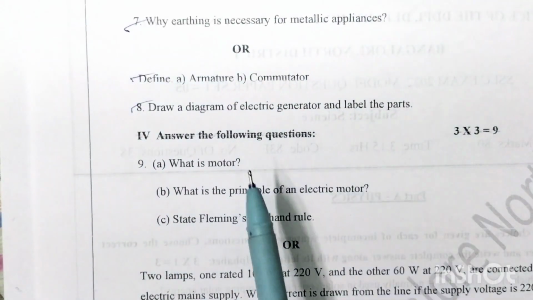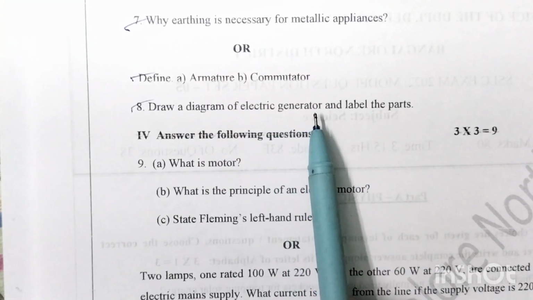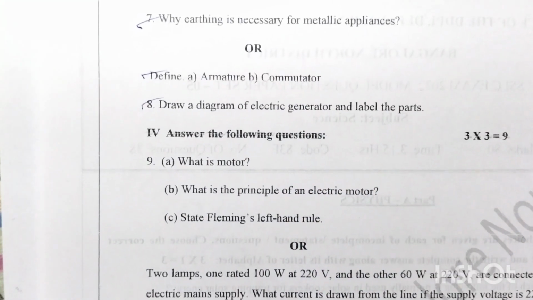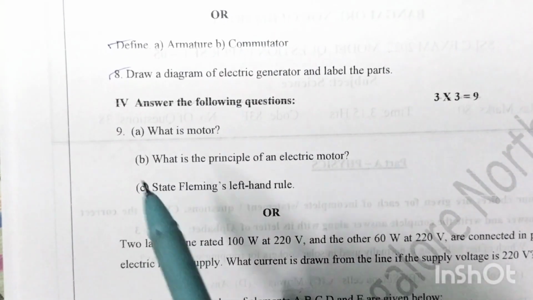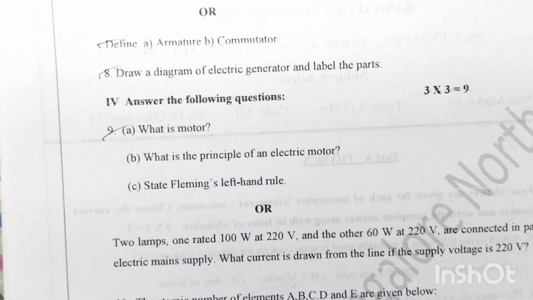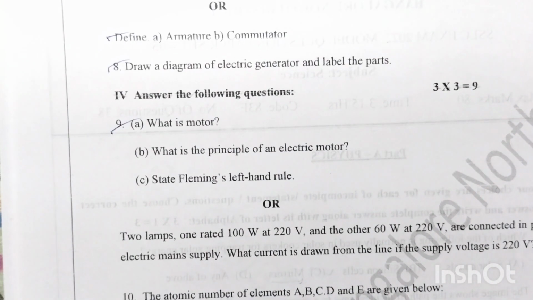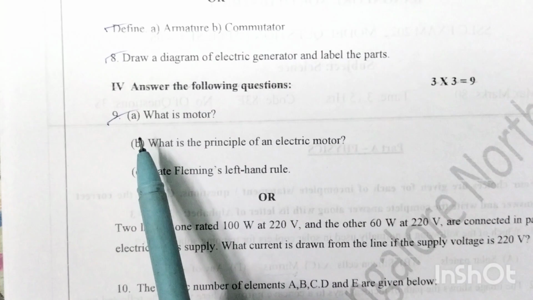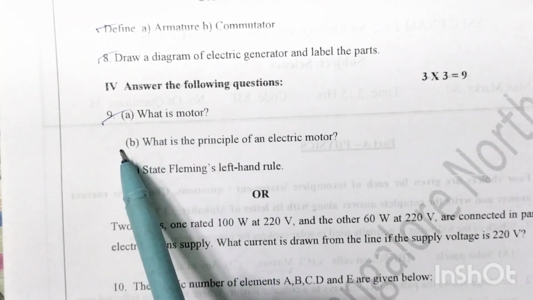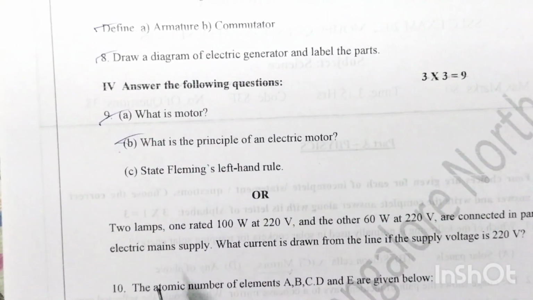Draw the diagram of electric generator and label the parts. We have to draw the diagram of electric generator and we have to label the parts. Then coming to 4th main, what is a motor? 9th question. 8th question is diagram. Now let us answer for 9th question. What is a motor? What is the principle of electric motor?